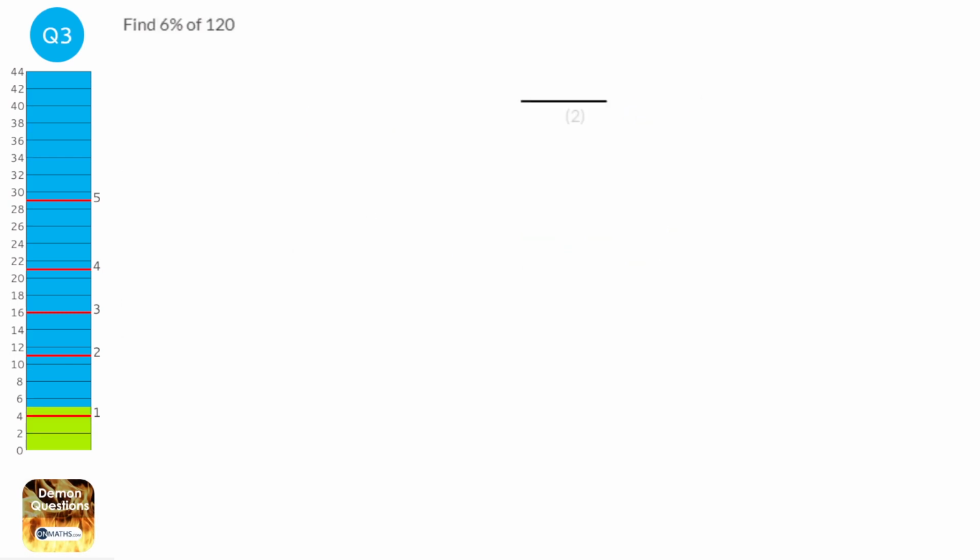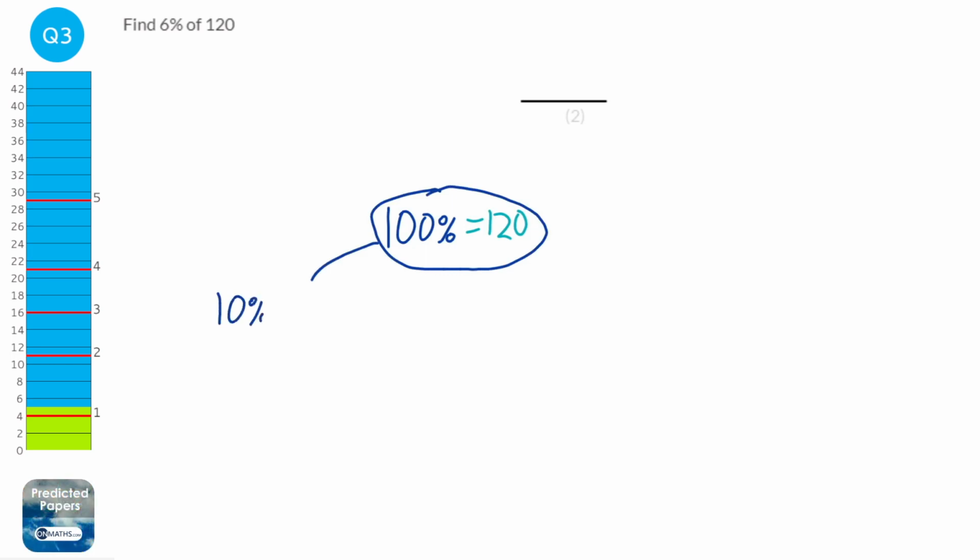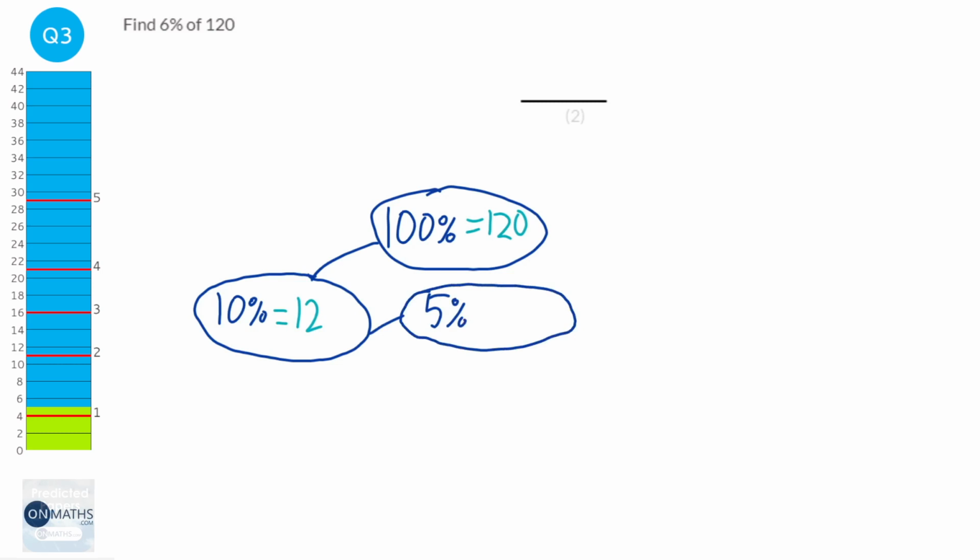So we're going to start off by working out what 100% of 120 is. Well, that's obviously just going to be 120. And we're trying to get to 6%. So we always start off by working out 10%. It's always normally useful. And we just divide that 120 by 10, so we get 12. And to get 6%, it'd be nice if I knew 5%. And 5% is nice and easy because we just halve that 10%.